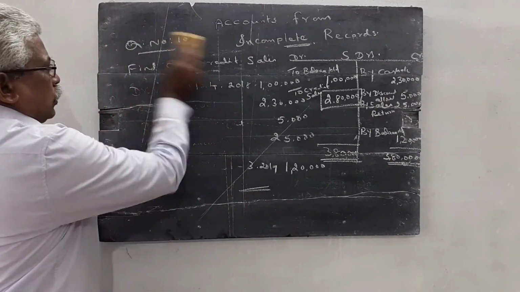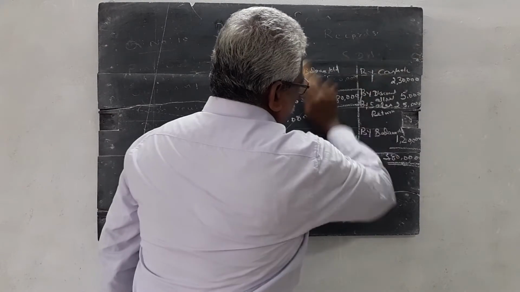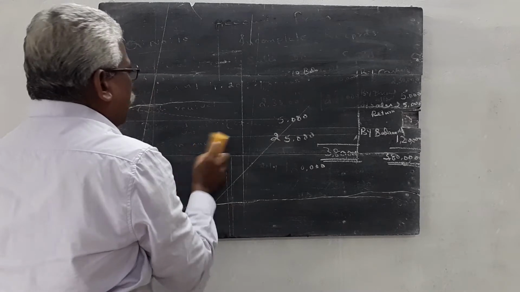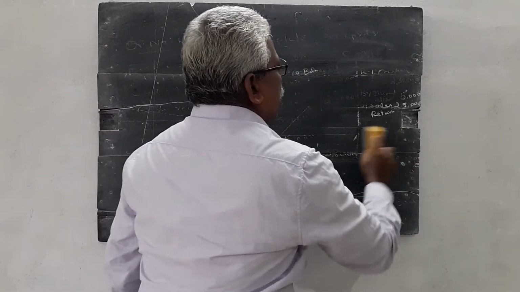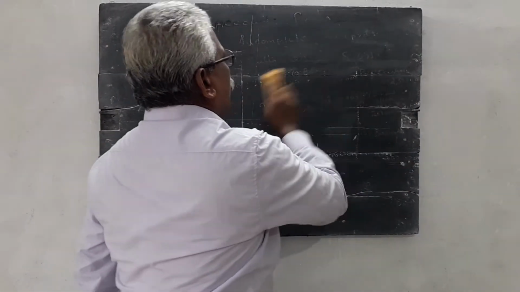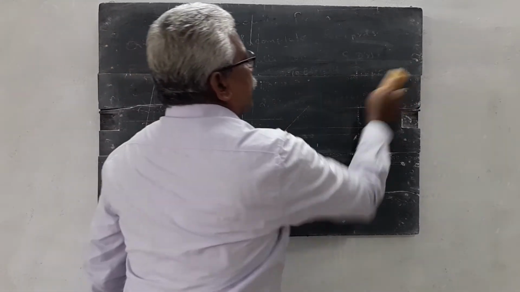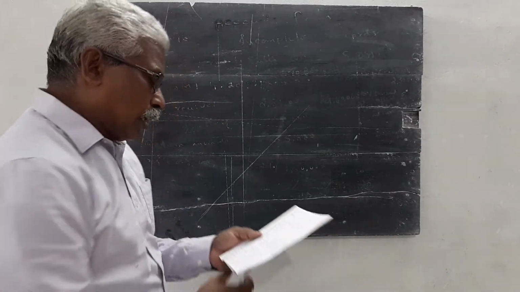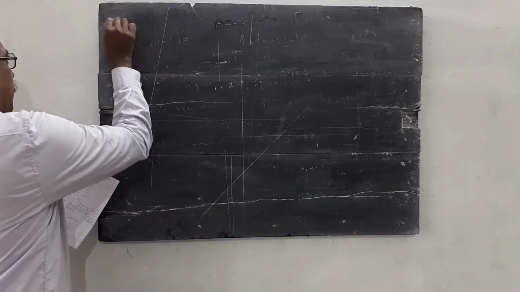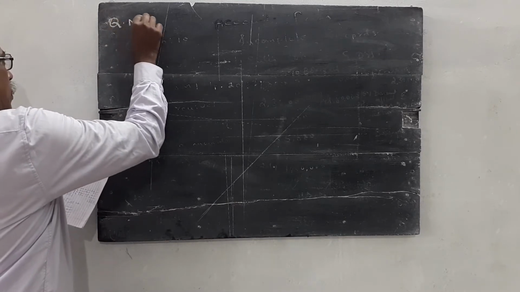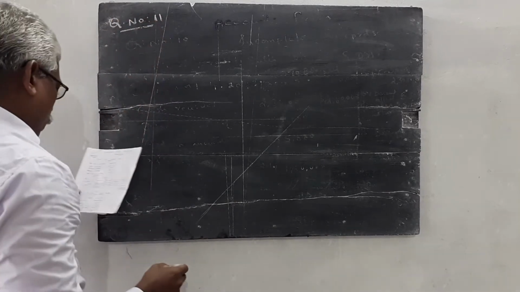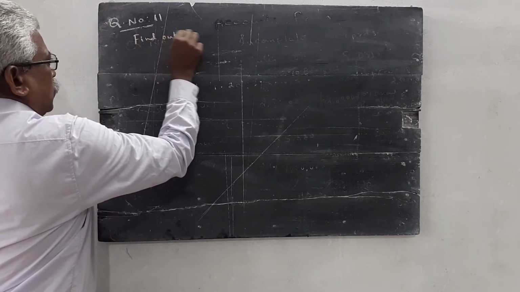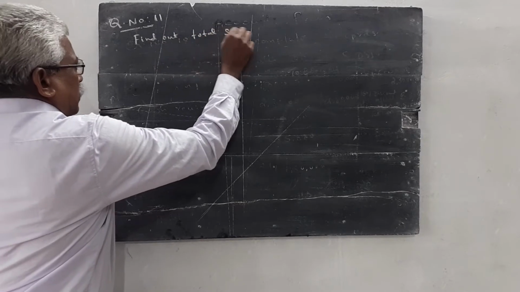Then write the next question. Question number 11. Today we study just the sundry debtors account and bills receivable account. The sundry creditors account and bills payable account we will study in the next class. Today we just simply study the credit sales and total sales. Then question number 11. Find out total sales.